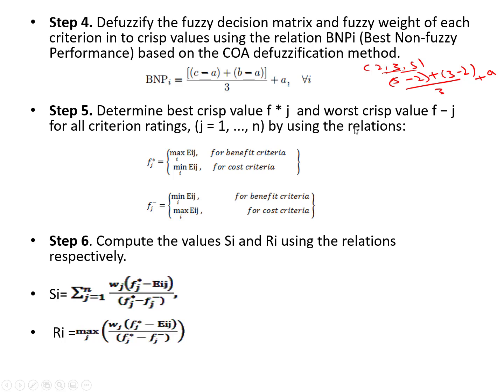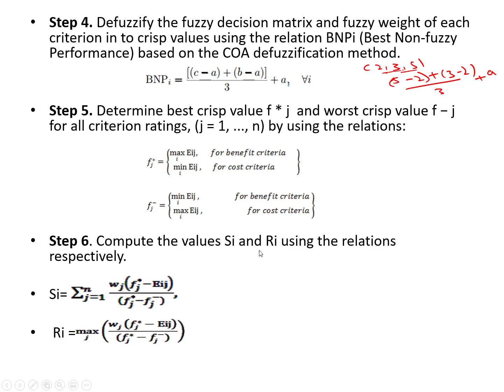Star will represent best and this will represent worst, by using the relation. So we will choose the maximum from where? For the alternatives from this matrix, which one will be the best: the maximum for the benefit criteria, and the minimum for the cost criteria. Similarly, this one will be for the benefit criteria and this one will be for the cost criteria.